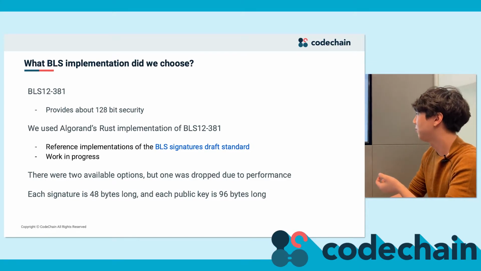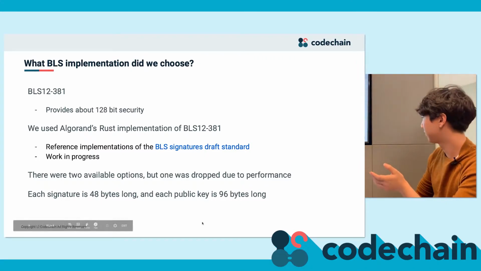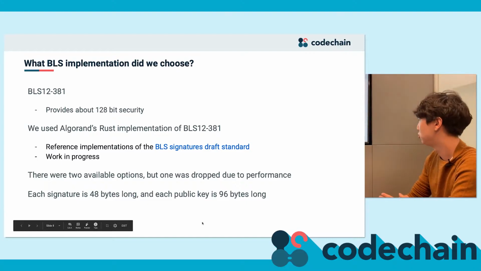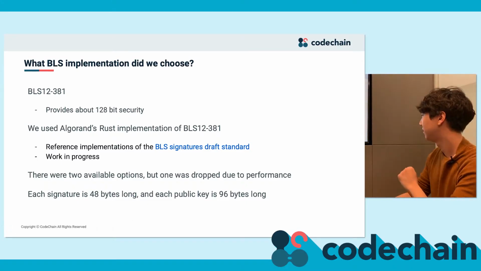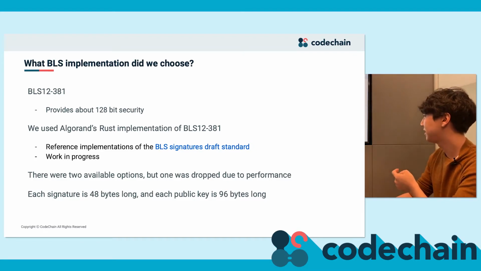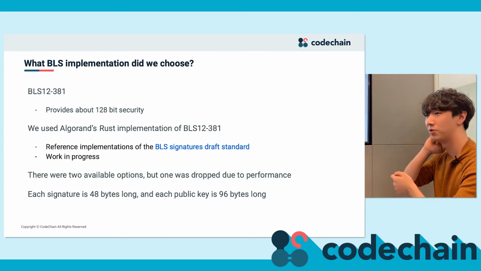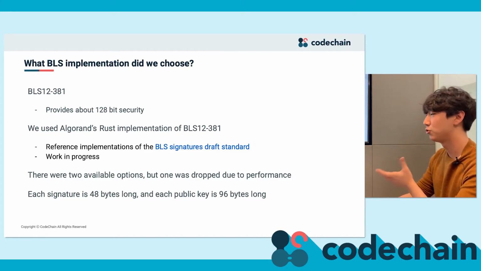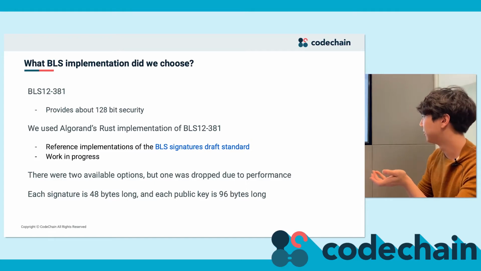So for now, I'm not going to consider the other and will just use the one option. In this case, each signature is 48 bytes long and its public key is 96 bytes long. Please note that in the Schnorr signature that we previously used, the signature was 64 bytes long.